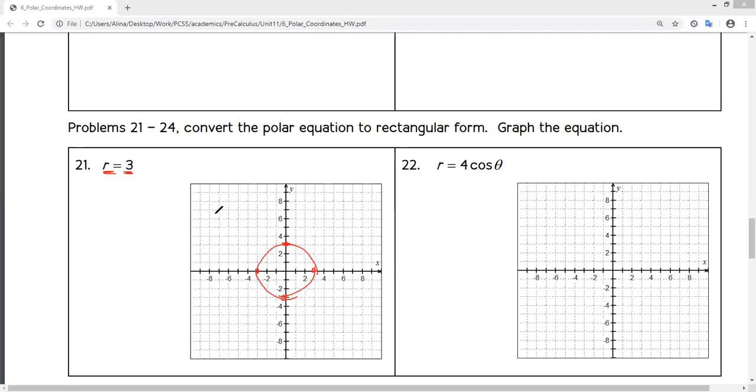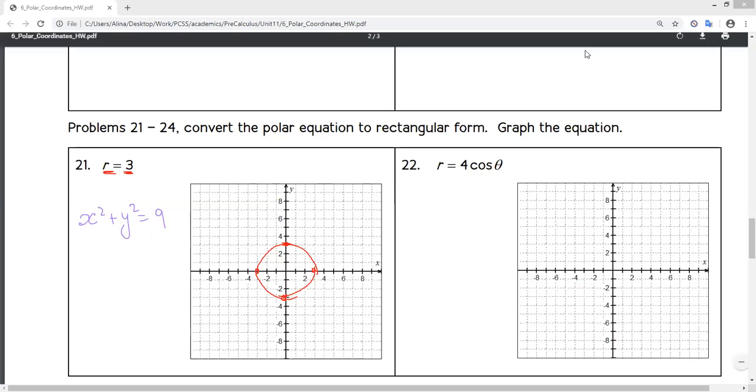It's a circle. Don't be shy, it's a circle. It's x squared plus y squared equal radius squared. That's it. That's how we convert it into rectangular form. All right, let's move on. I'm going to skip 22. I'm going to move to the last page.